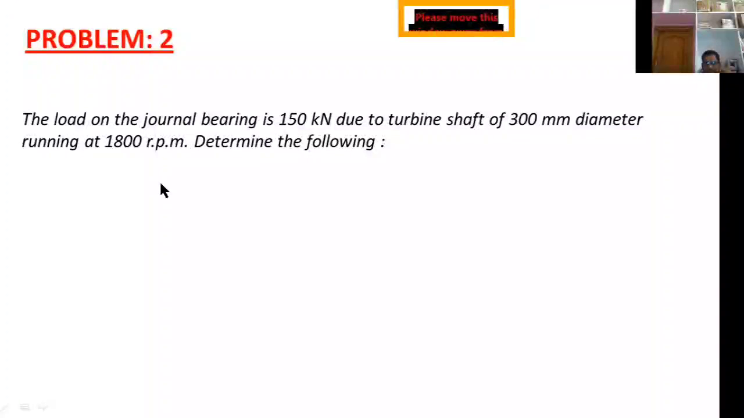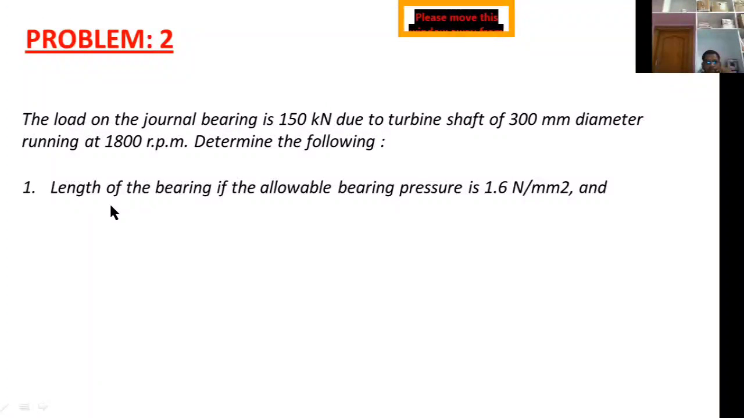Determine first, the length of the bearing, if the allowable bearing pressure is 1.6 Newton per mm square. Here in the first case you have to find the length of the bearing required to support the bearing pressure 1.6 megapascal. Here the bearing pressure is given, that is P equal to 1.6 Newton per mm square.